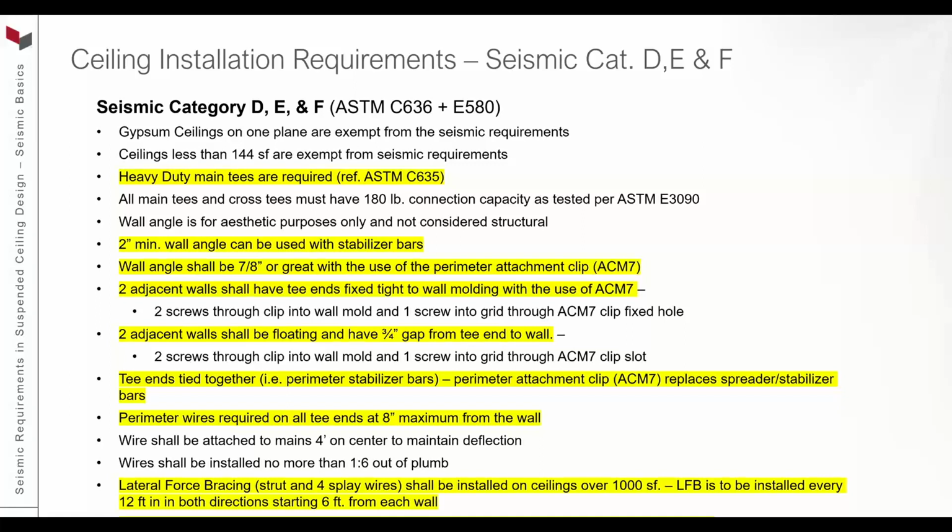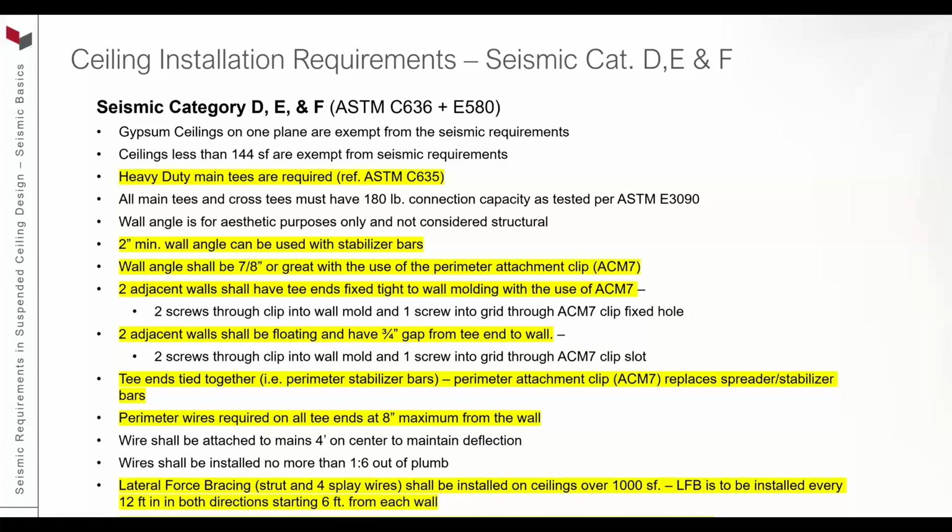Keys need to be tied together with stabilizer bars or spreader bars, unless you use the ACM7 or perimeter attachment clip. And now perimeter wires or hanger wires are necessary on every key all the way around the ceiling within 8 inches of the wall.